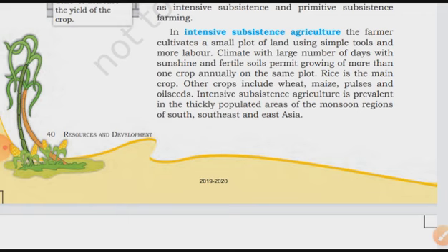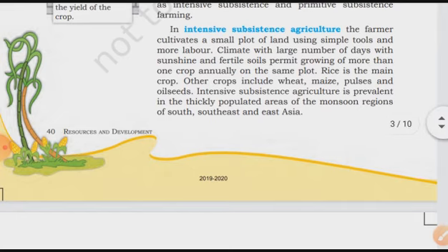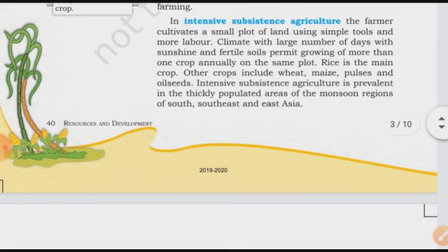So in intensive subsistence farming, the farmer cultivates a small plot of land using very simple tools and more laborers. Climate with a large number of days with sunshine and fertile soil permits growing of more than one crop annually on the same plot. So whatever the climatic conditions are, the large number of days with sunshine and fertile soil allow the farmer to grow more than one crop annually on the same plot of land.